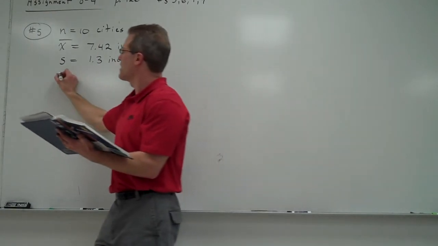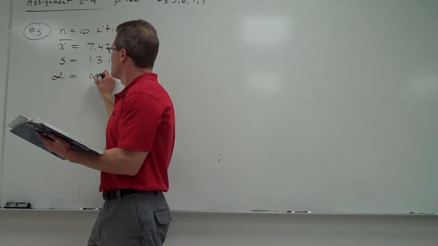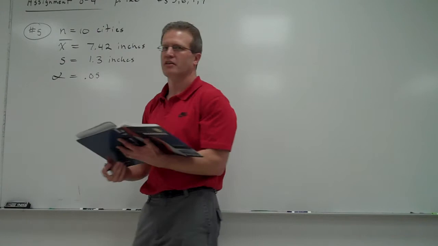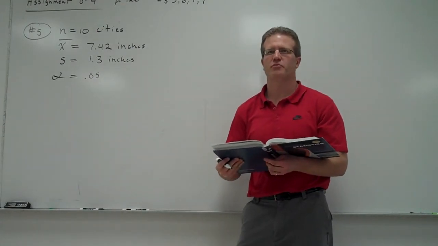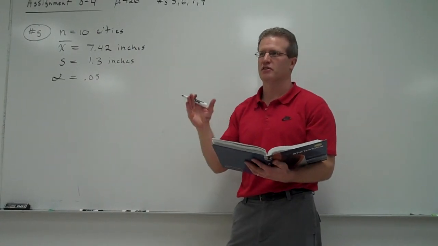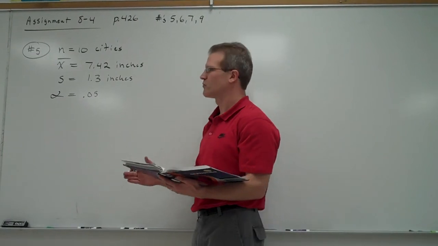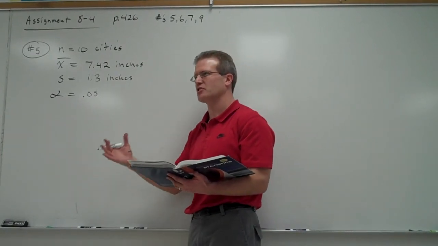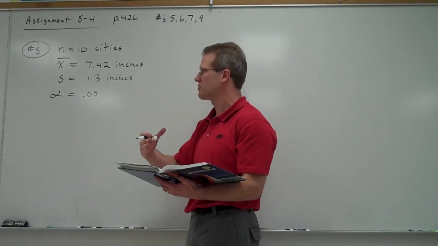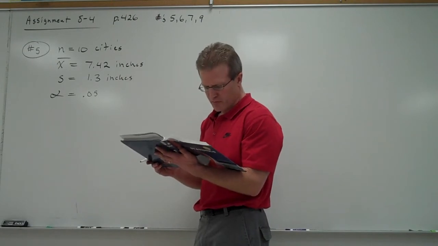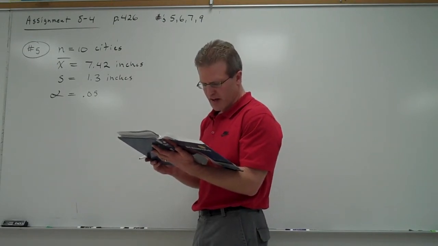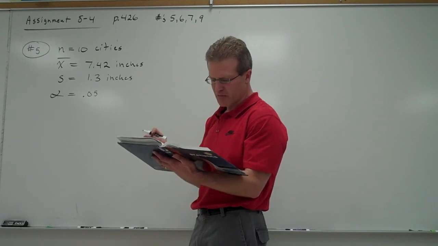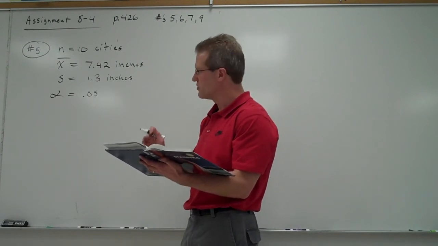Alpha is 0.05, which means the tail area is going to be 0.05, or that if the null is true, there's a 5% chance that we're going to reject the null if it's true. So we're going to make a mistake, in other words. 5% chance we're going to make a mistake and reject it when it's actually true. Can it be concluded that for 1995 the mean rainfall was below 11.52 inches?